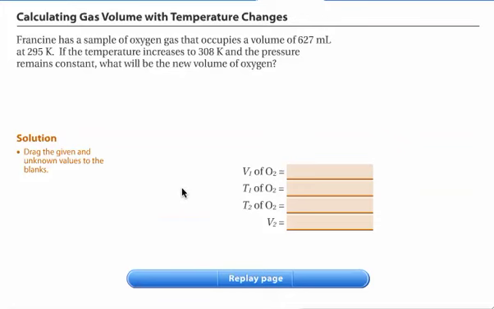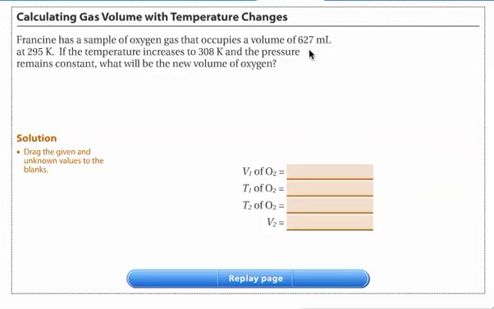Francine has a sample of oxygen gas that occupies a volume of 627 milliliters at 298 Kelvin. That would be the first condition, so I'm going to identify this 627. That will be my V1 of the oxygen. The 298 Kelvin will be the T1.